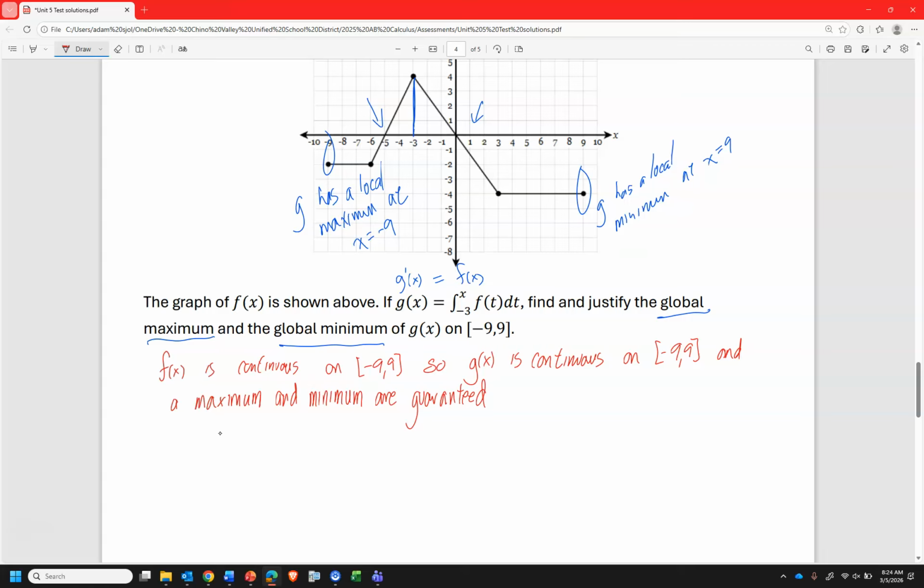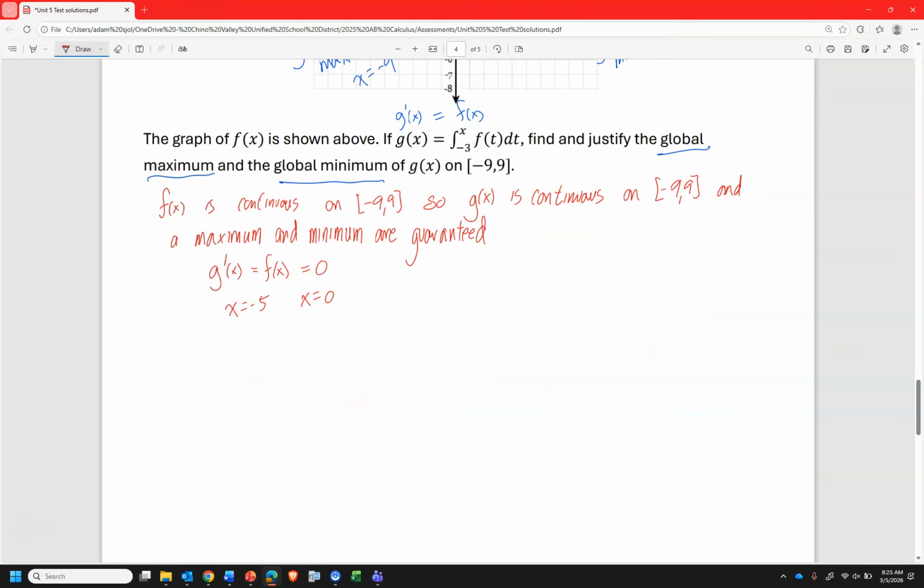Okay. And the next thing we should probably do, well, we already wrote g prime is equal to f. We're going to say g prime is equal to f, which is equal to 0, and these are our candidates, x equals -5, x equals 0. And we want to evaluate g at the endpoints, -9, -5, 0, and 9. And I'm going to write g of x is the definite integral from -3 to x of f of t dt. So I just remember what function I'm putting things into.